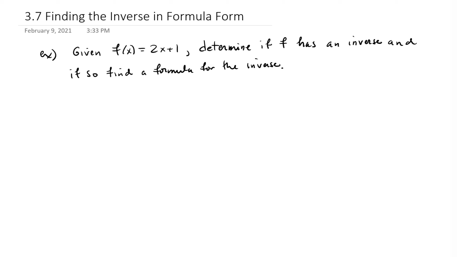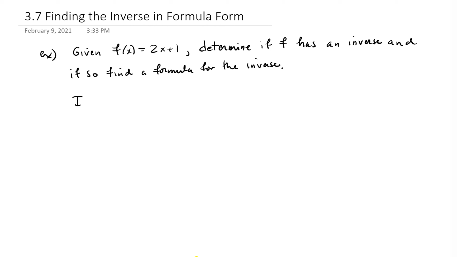Here we're given a function, and we want to determine if it has an inverse, and if so, we want to find a formula for the inverse. Now, if there is a formula for the inverse, that would actually show that f has an inverse. So you could actually just answer the second part, and that would answer also the first part. But I'll show you the first part without trying to find a formula.